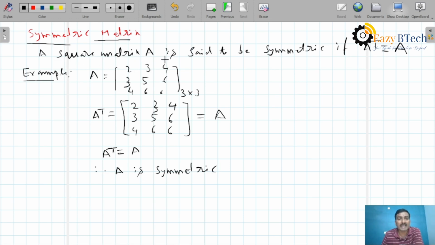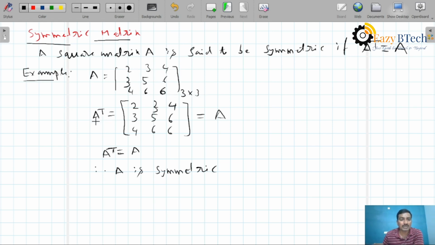Once again, I am telling you the definition. A square matrix capital A is said to be symmetric if A transpose equals A. A transpose equals A means after interchanging the rows into corresponding columns, again we are getting the same matrix. That is the meaning of A transpose equals capital A. Come to an example. A equals 2, 3, 4, 3, 5, 6 and 4, 6, 6. This is a square matrix. Its order is 3 by 3. It contains 3 rows and 3 columns.